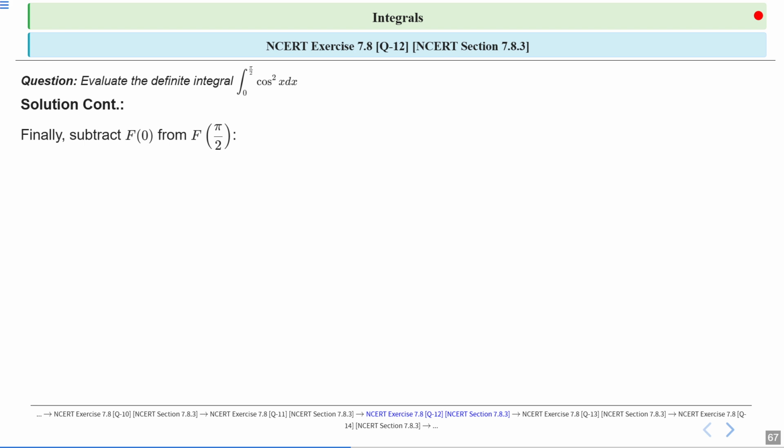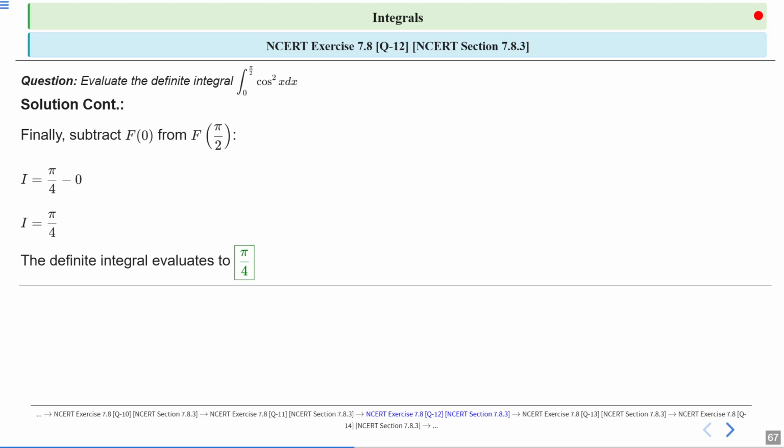Finally, subtract f(0) from f(pi by 2) to get the value of the definite integral. So the value of the definite integral is pi by 4 minus 0. Therefore, the definite integral is pi by 4.